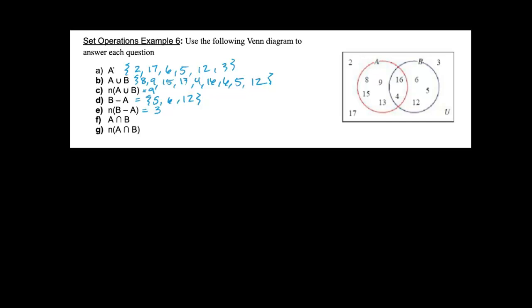For F, we're trying to find A intersect B. What is in A and B, or what do they have in common? And that's going to be this intersection. So that's going to be the set 4 and 16. And then the last question is just how many elements are in A intersect B? Well, there are 2 elements in A intersect B.